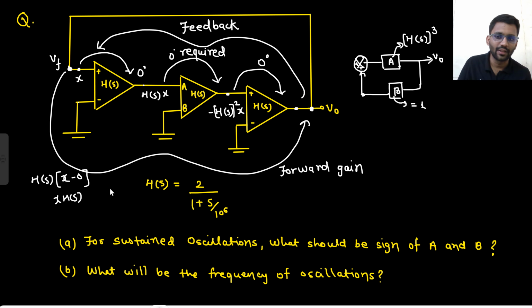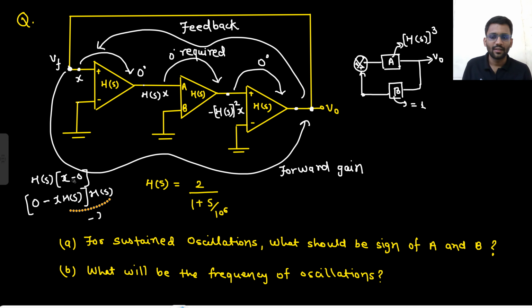If A is negative, then what will be the next gain? Positive potential, that is 0. The negative potential, that is x into h of s, into h of s, that is the transfer function. So your output would have been minus x into h of s square. So this is what I have written.